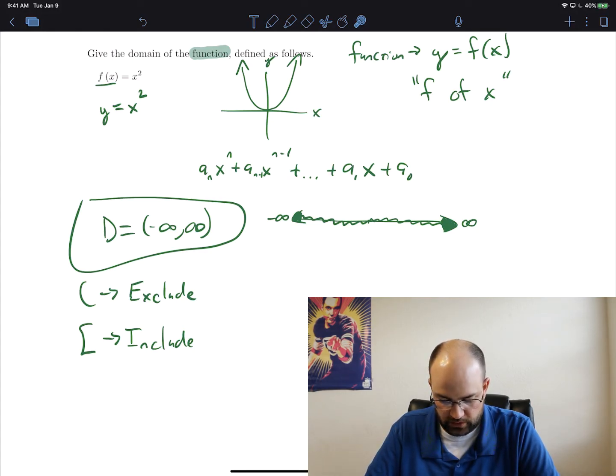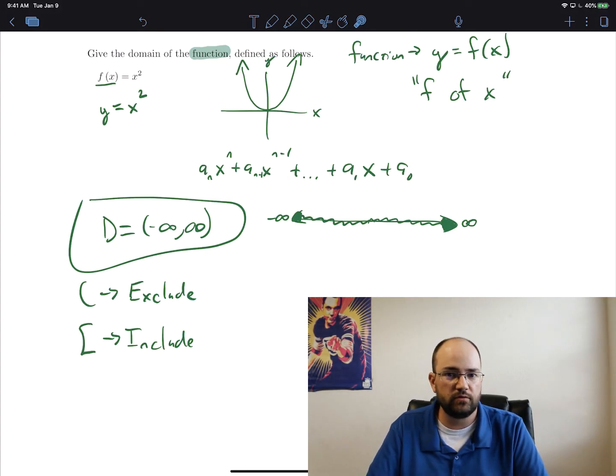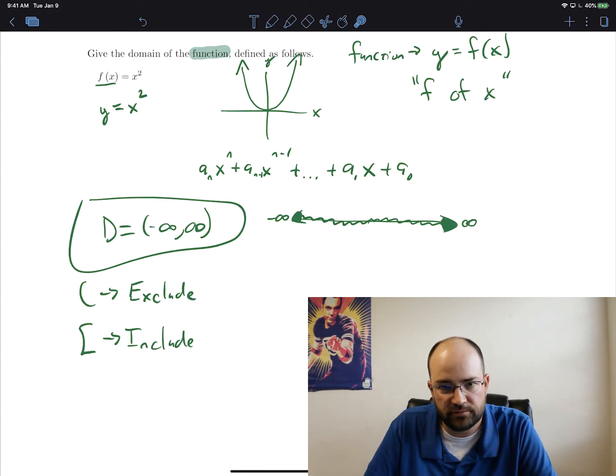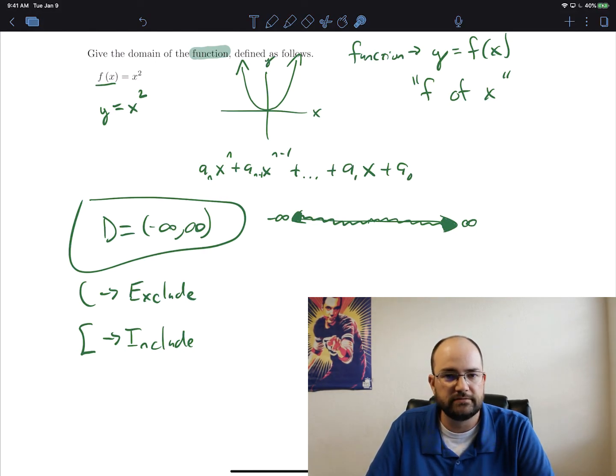Alrighty. Well, there you go. That is the domain for any polynomial function. In fact, there will actually only be two things that limit our domains for at least this particular section. Once we get to logarithms, we will add in a third one. Okay, but for now, any polynomial means the domain is all real numbers.